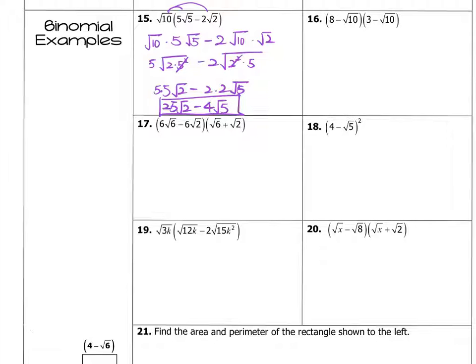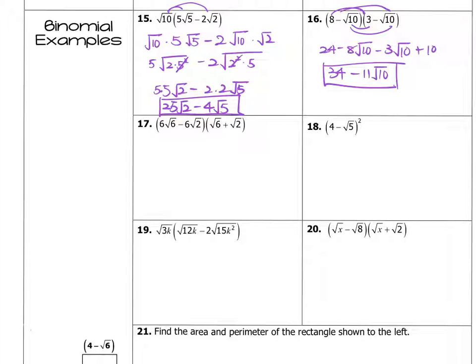Okay, no surprises. Still the same thing when it's like number 16. You still have to distribute the 8. Then you have to distribute the negative root 10. So let's see. 8 times 3 is 24. 8 times negative root 10 is that. Then I do negative root 10 times 3 becomes negative 3 root 10. Then negative root 10 times negative root 10 is 10. So I have 34 as the whole number here minus 11 root 10 is my final answer there.